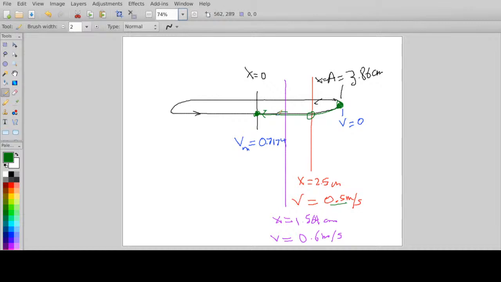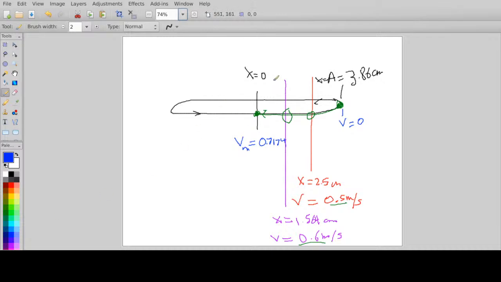Well, when you pass the 2.5 centimeter mark, you're at 0.5. When you're closer to equilibrium, you pass the 1.564 centimeter mark. Well, then you're going faster still. Okay, and so you could see that as you get closer to equilibrium, you're going to be going faster and faster and faster.